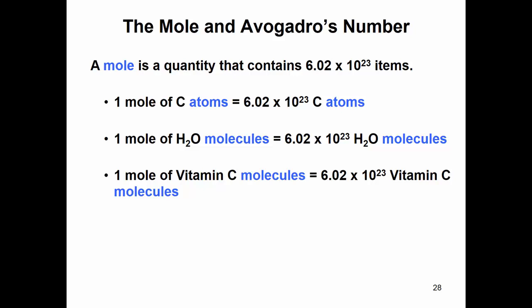Same thing, vitamin C is a larger molecule. Doesn't matter. If I have a mole of it, it is 6.02 times 10 to the 23rd. So no matter what we're looking at, atoms, molecules, particles, ions, if you have a mole, it means you have 6.02 times 10 to the 23rd items.